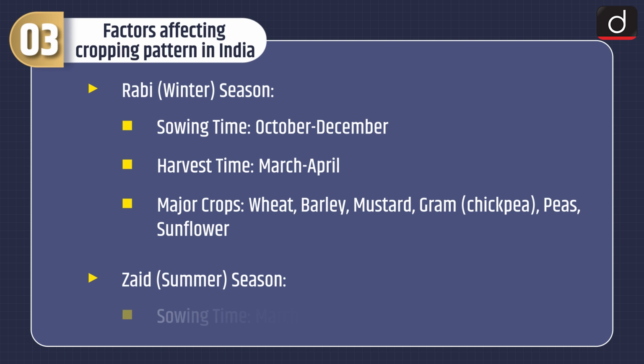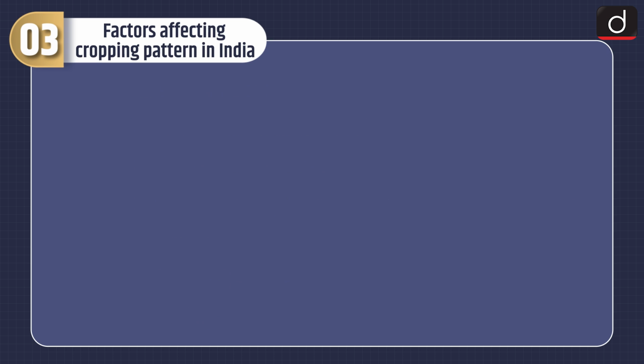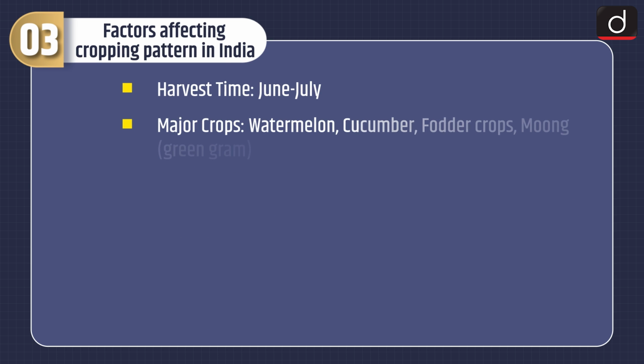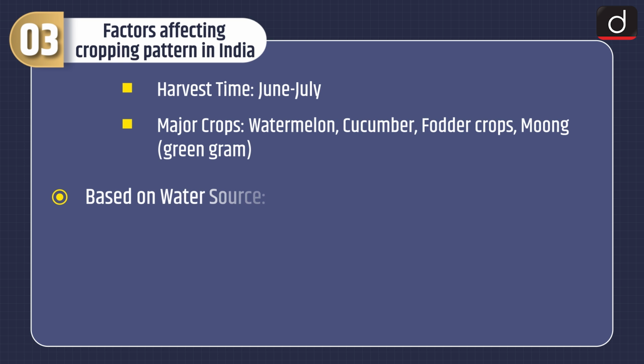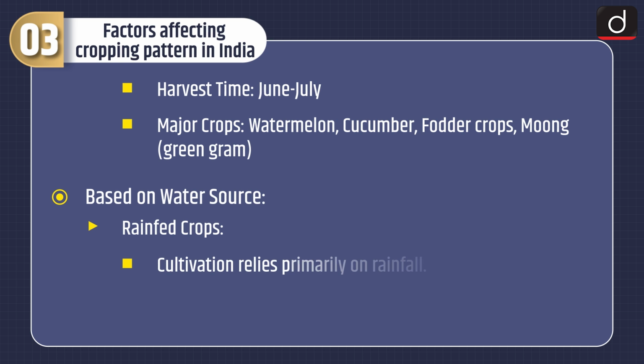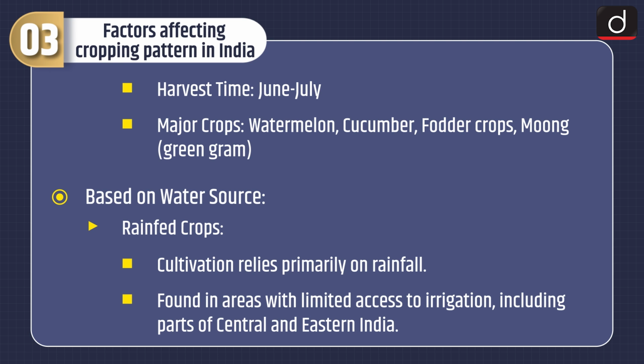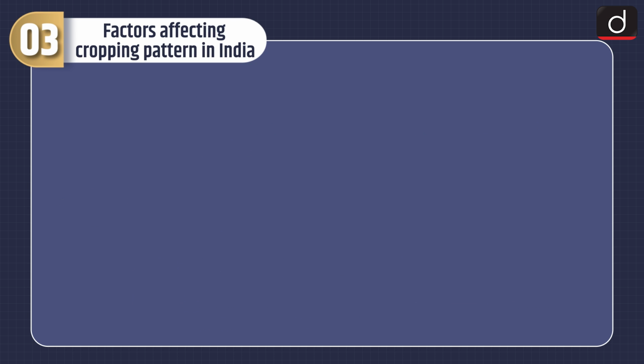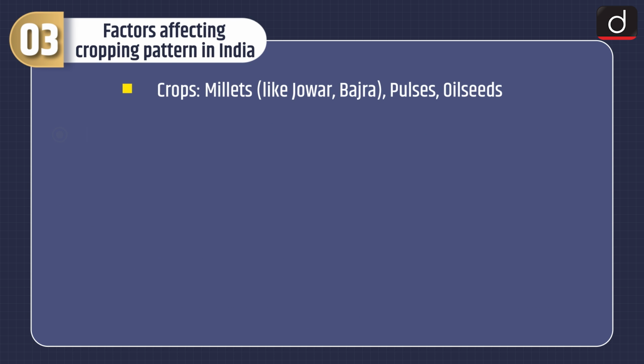Zaid, the summer season. Sowing time March-April. Harvest time June-July. Major crops: watermelon, cucumber, fodder crops, moong, that is green gram. Based on water source, rain-fed crops. Cultivation relies primarily on rainfall. Found in areas with limited access to irrigation, including parts of central and eastern India. Crops: millets like jowar, bajra, pulses, oil seeds.